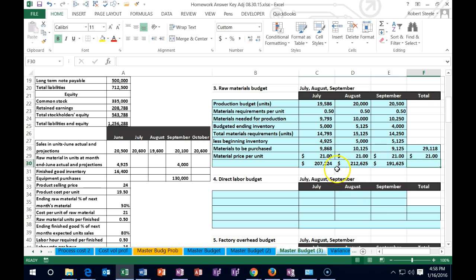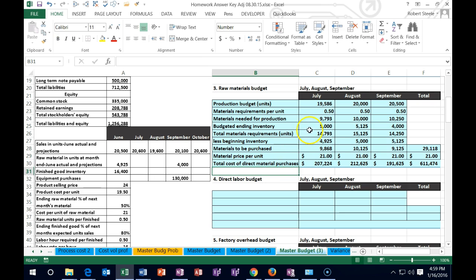And then if we want to do the total, we could add them up this way, which would give us the 611,474. And we also should be able to add it up this way, or multiply it out this way, the total units. And that should also give us the 611,474. And that will, of course, be the total cost of direct material purchases.